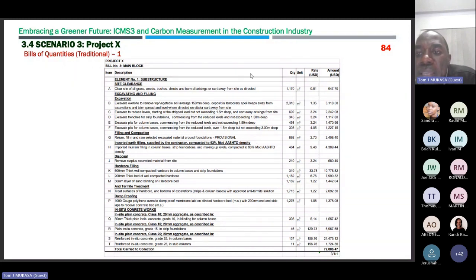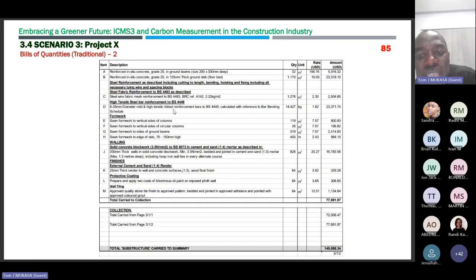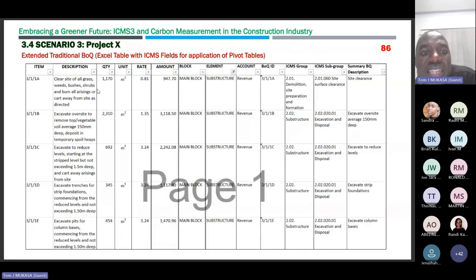Don't mind my incompetence in coming up with the unit rates, but typically you'll have something like this for a building, for a substructure. So your task would be to convert it to measure the carbon. All I've done is create additional tables to map the BOQ items that I have traditionally onto the ICMS framework of groups and subgroups.